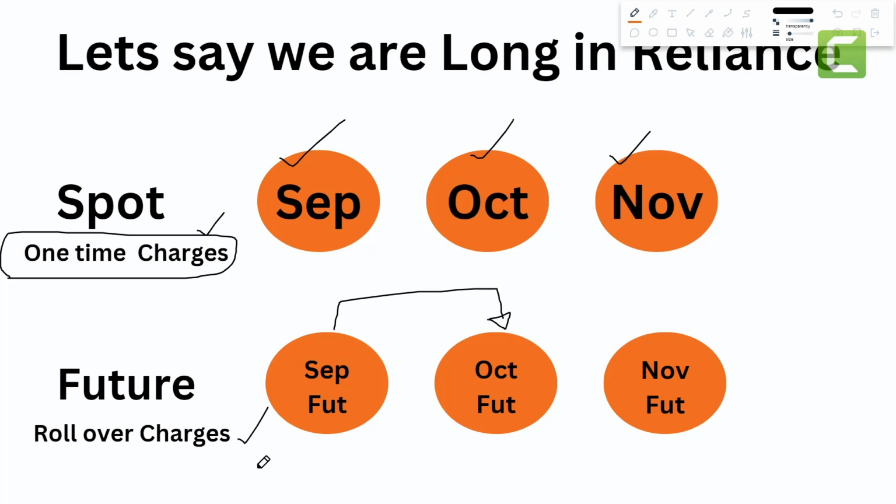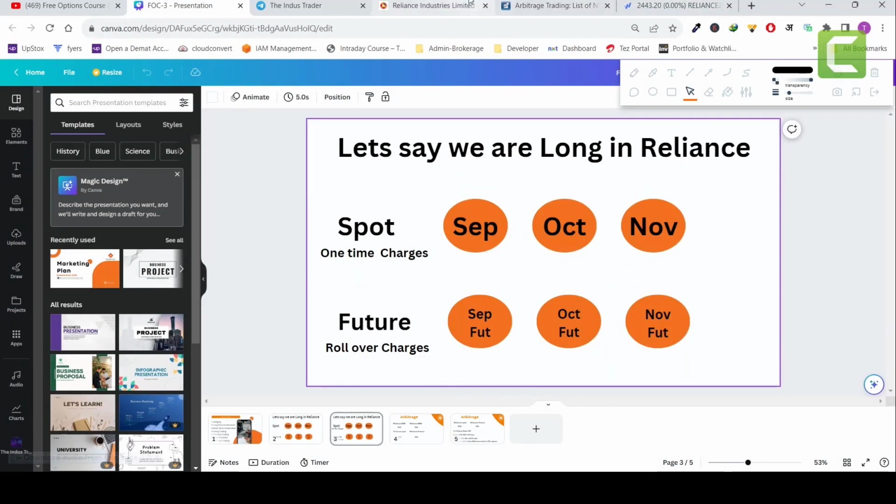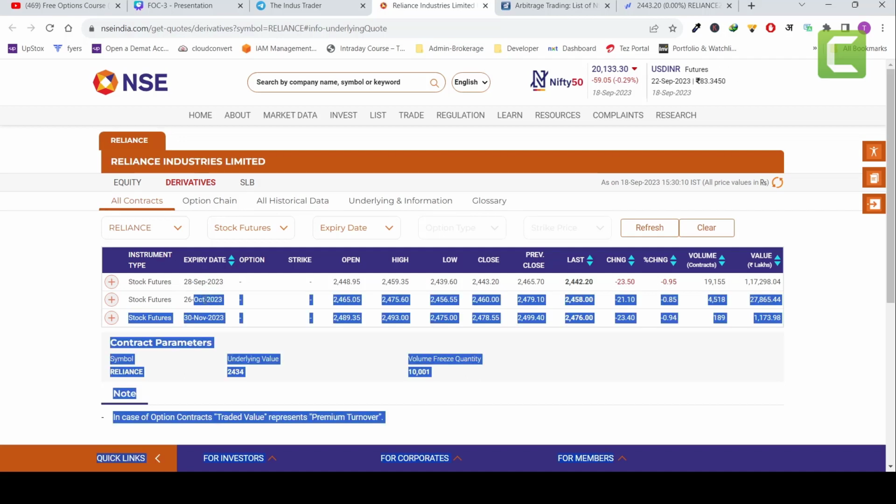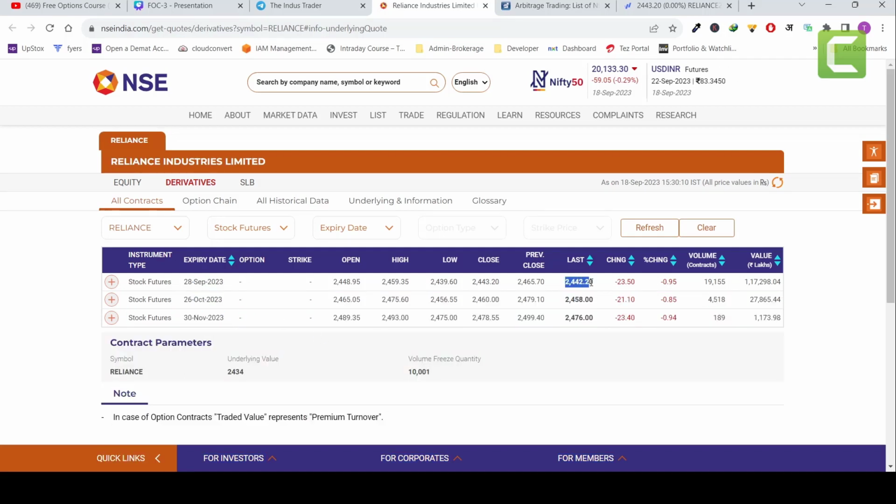And I'm going to also discuss the second concern. Let's go. Yes, we opened the NSE website, and if you clearly see, this is the last closing price. Let's say you are planning to make a rollover from September to October. If you see from September to October, 2442 minus 2458, it's almost 16 rupees. That means along with rollover charges, you are also exposed to the rollover cost.